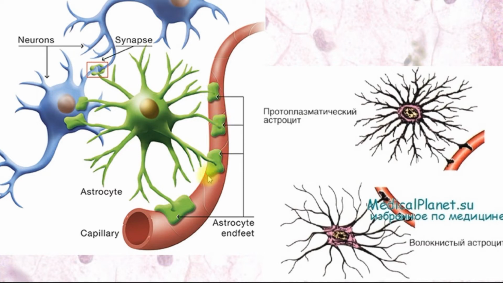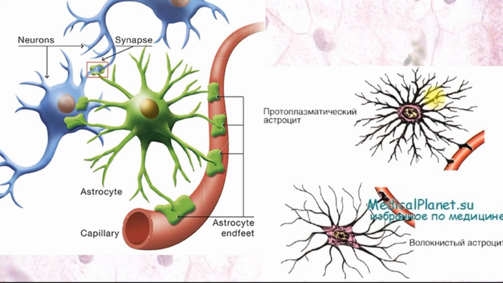On one side, they have feet or feet processes. They surround capillaries, and they provide this barrier, the blood-brain barrier. And on another side, they maintain neurons, and they send to neurons nutrients. They have taken them up from blood, and they send them to neurons.